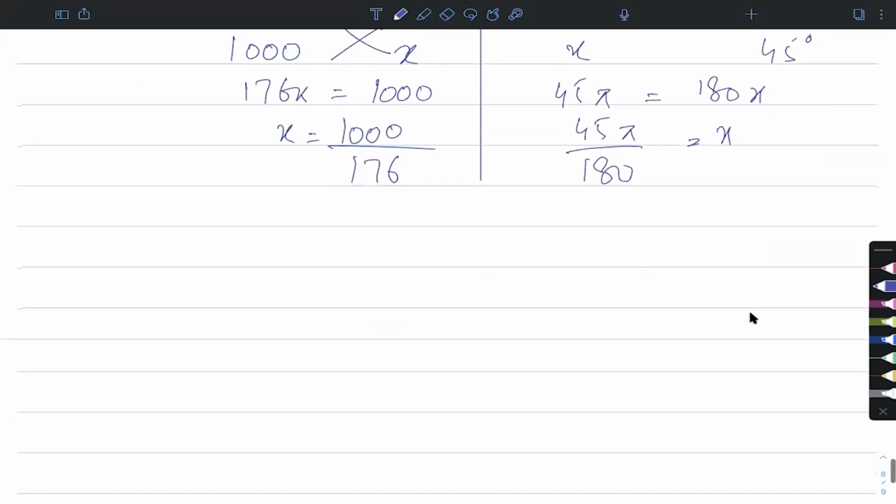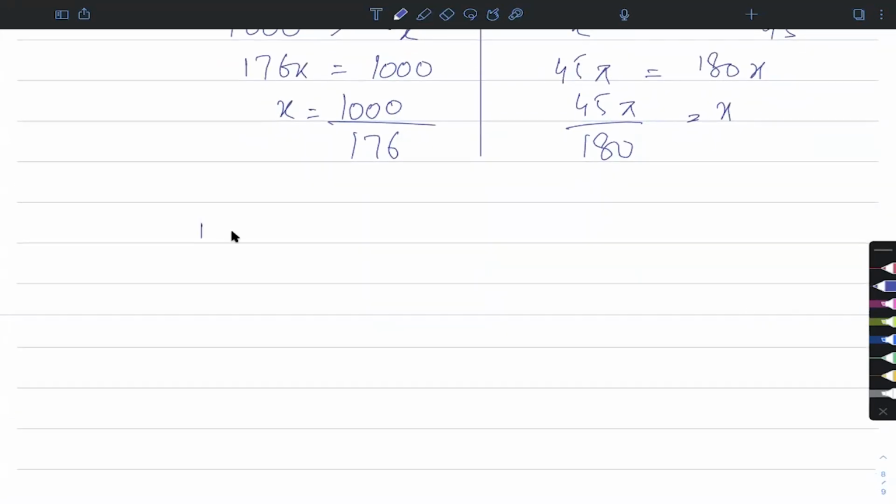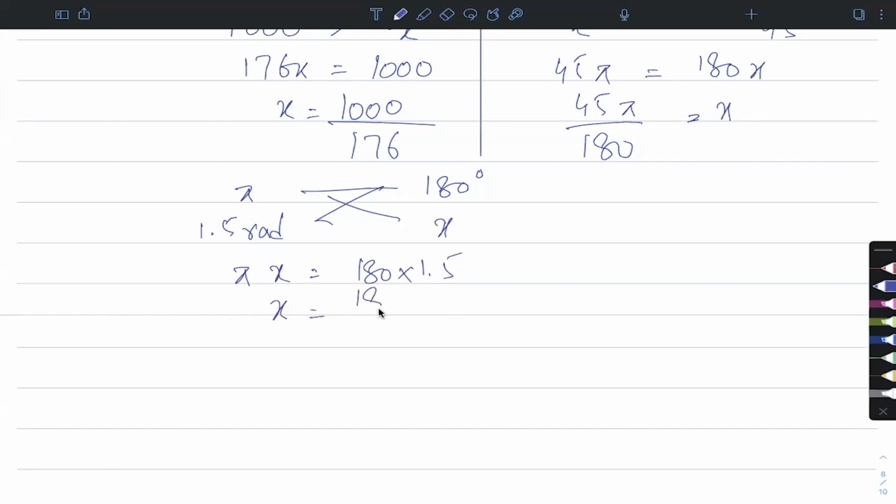Similarly, if I told you, all right, how much is 1.5 radians? You'll say, okay, pi radian is 180 degrees, so 1.5 radian is x. Cross multiply, and you'll know pi times x is equal to 180 times 1.5. Divide that by pi, and you have your degrees. Okay, that's it. Just use the ratio method to convert it.